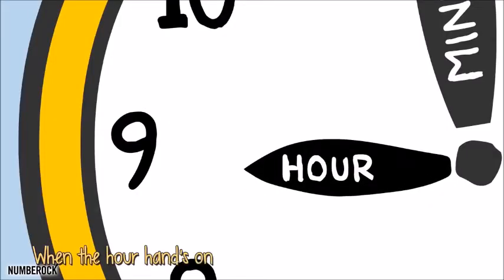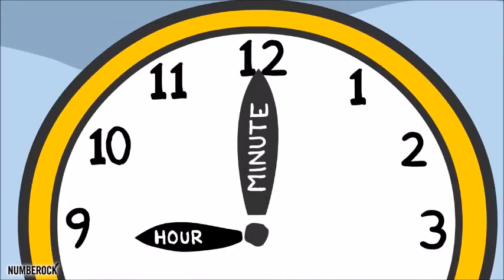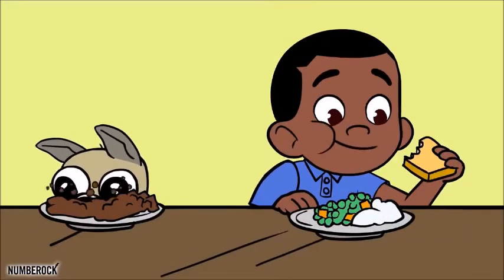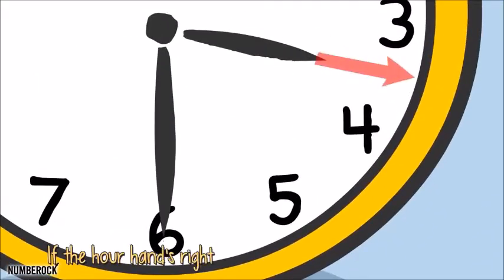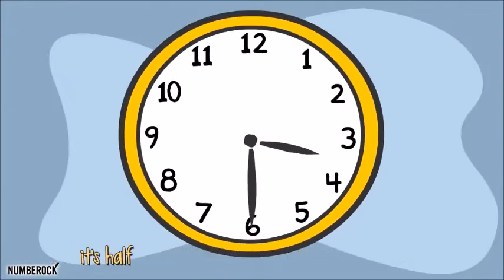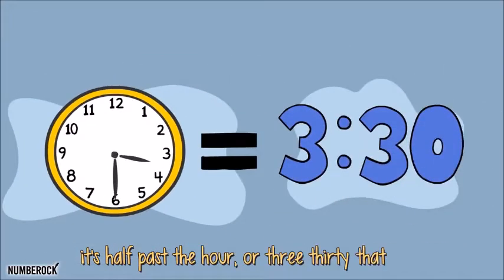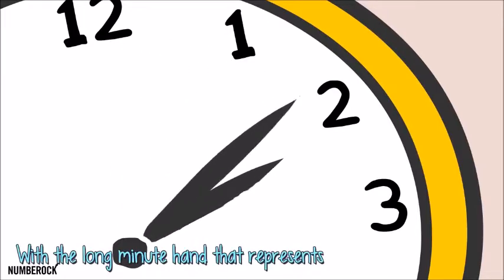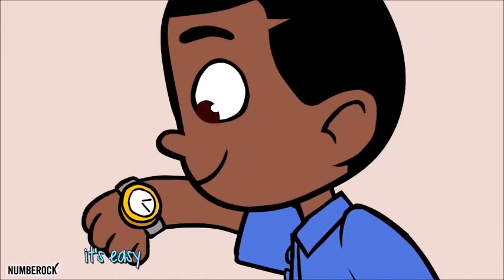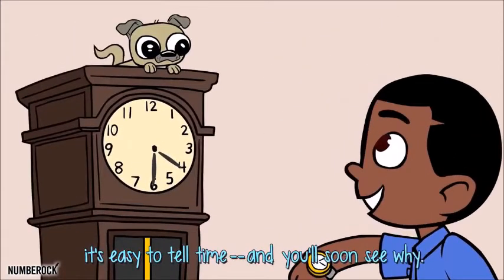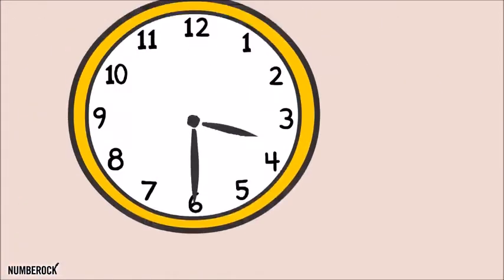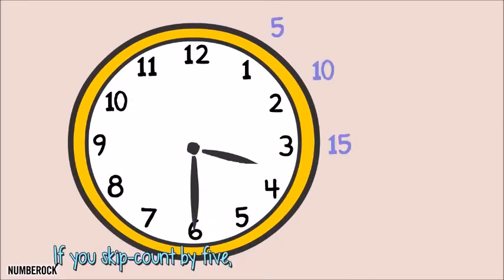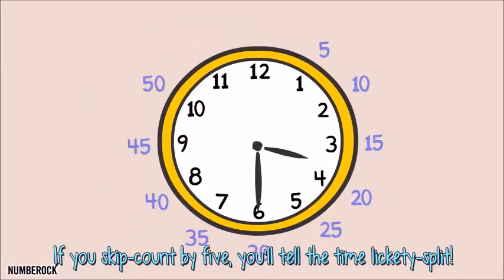When the hour hand's on a number and the minute hand's up, we know it's o'clock, whether breakfast or supper. If the hour hand's right between two numbers, per se, it's half past, or 3:30 that day. With the long minute hand that represents the minutes gone by, it's easy to tell time, and you'll soon see why. Each number on the clock is 5 minutes in it. If you skip count by 5, you tell the time, lickety split.